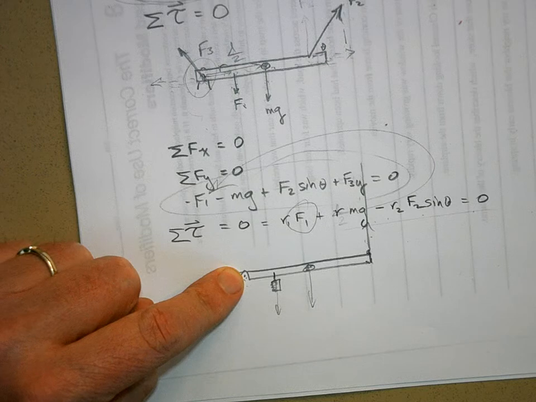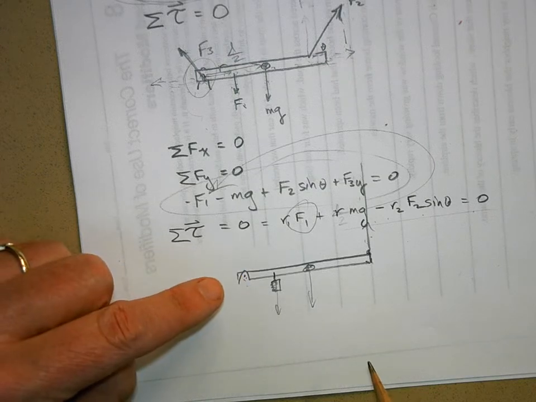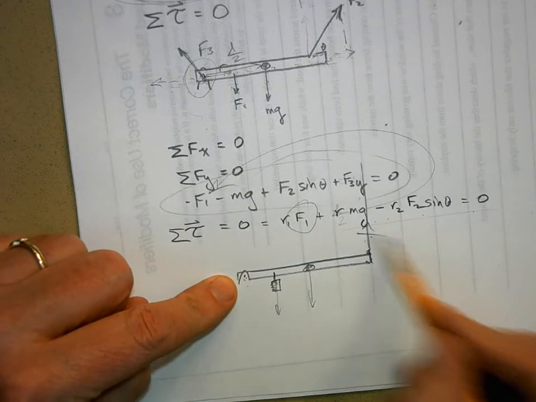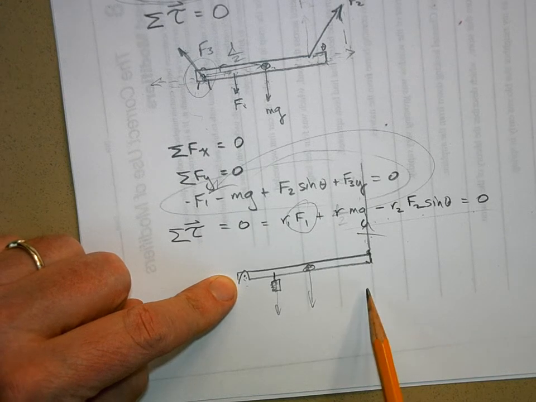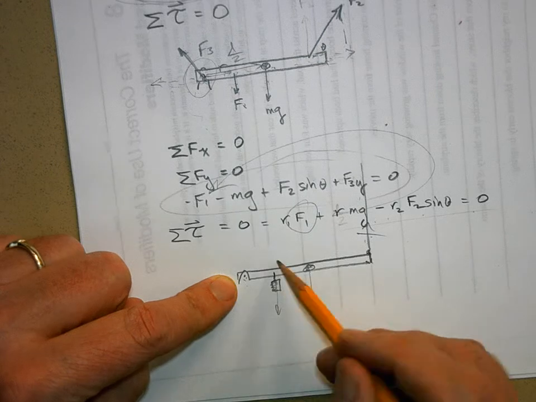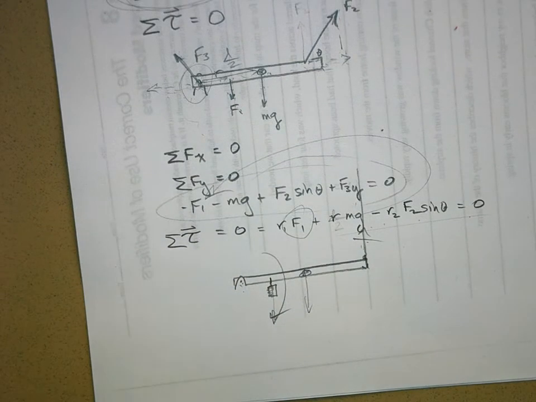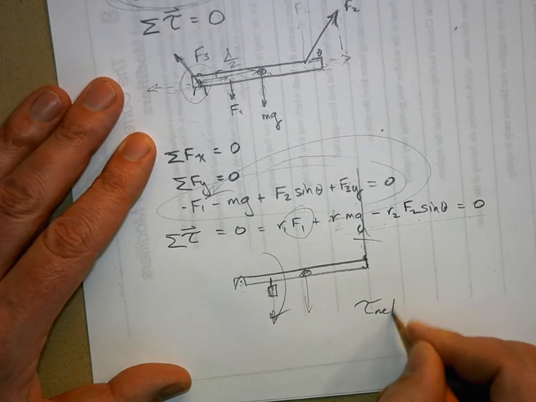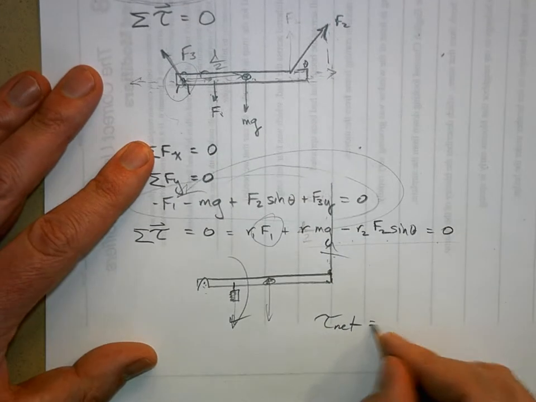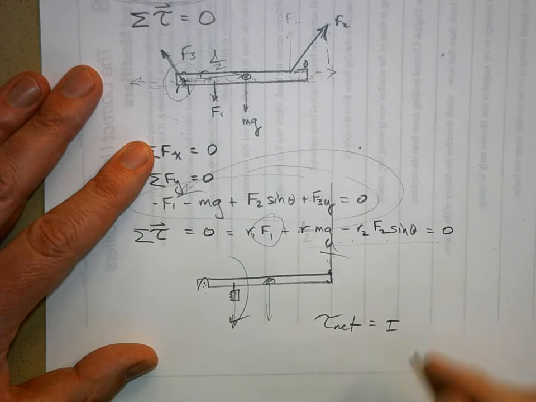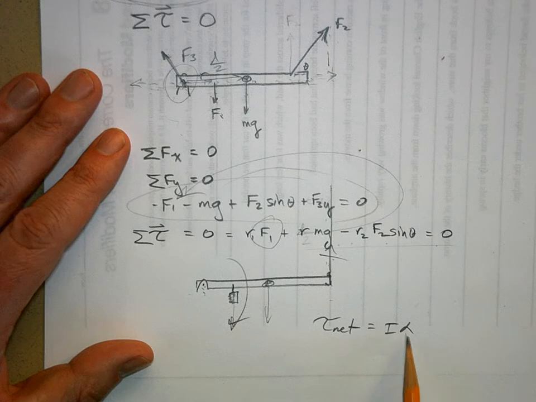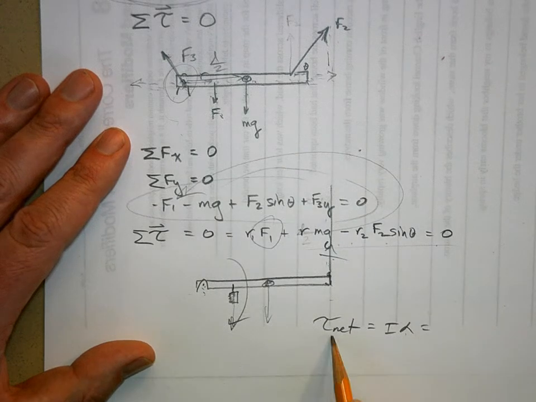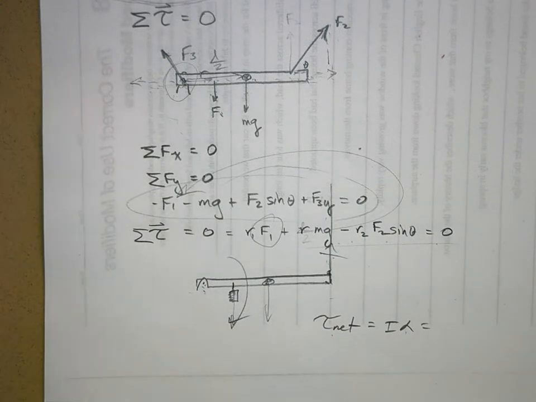Okay? Then what they're going to do is they're going to cut the string. And when they cut the string, what's going to happen to that stick? You're going to have an angular acceleration, and then it's no longer in equilibrium. Then you say, okay, the net torque is going to be equal to I alpha. Then you've got to figure out what I is at the end of this stick, and then you have to figure out what the net torque is, and you can solve for alpha or something like that.